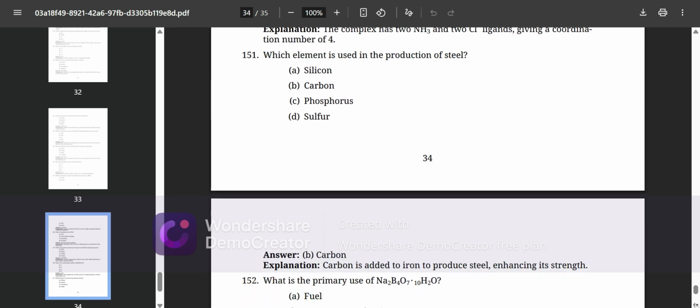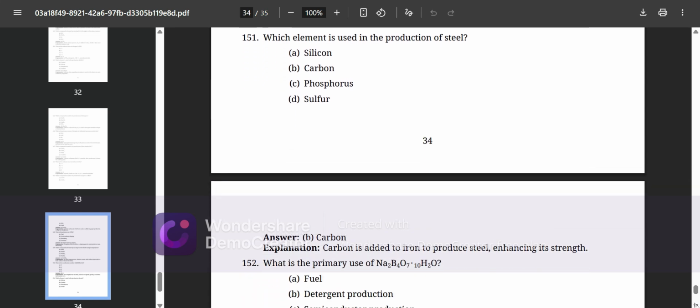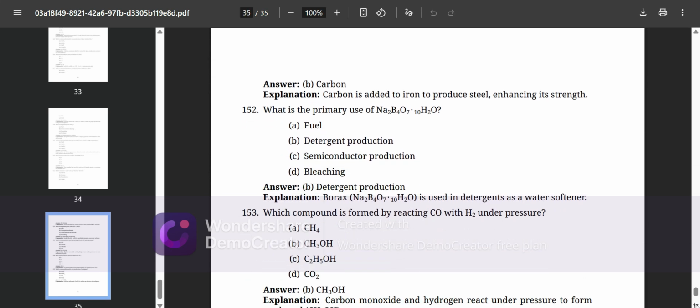Which element is used in the production of steel? Carbon. Carbon is added to iron to produce steel, enhancing its strength. What is the primary use of Na2B4O7·10H2O? Detergent production. Borax, Na2B4O7·10H2O, is used in detergents as a water softener.